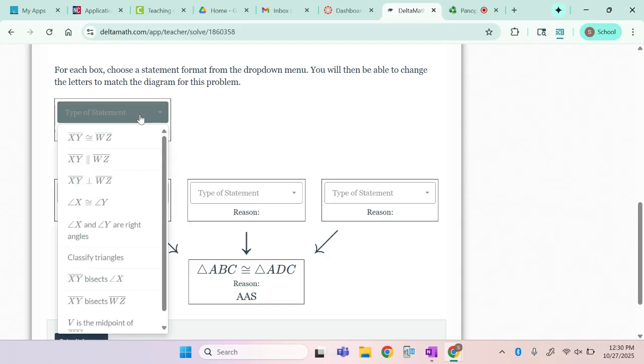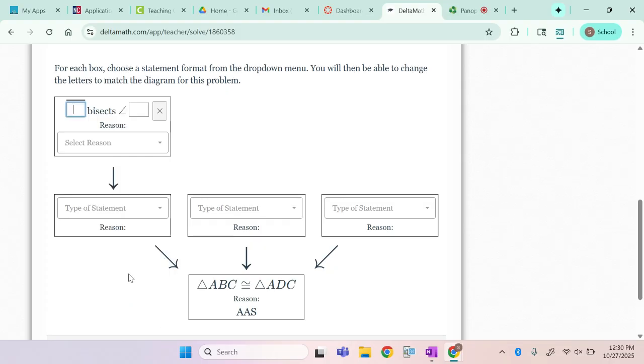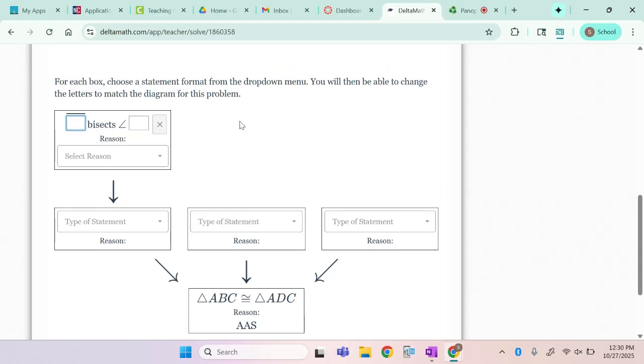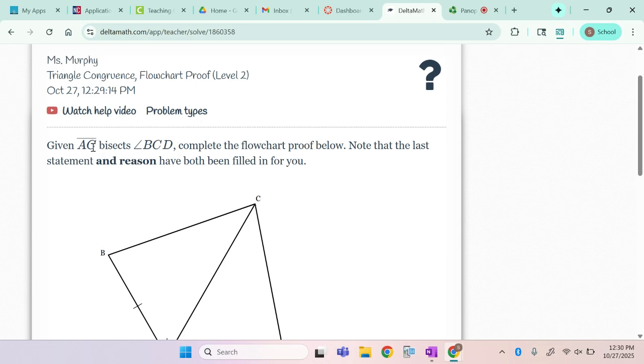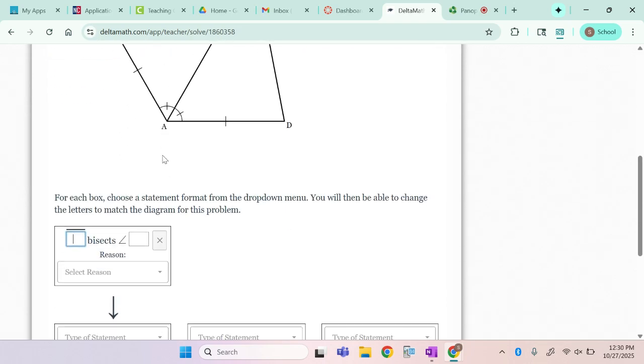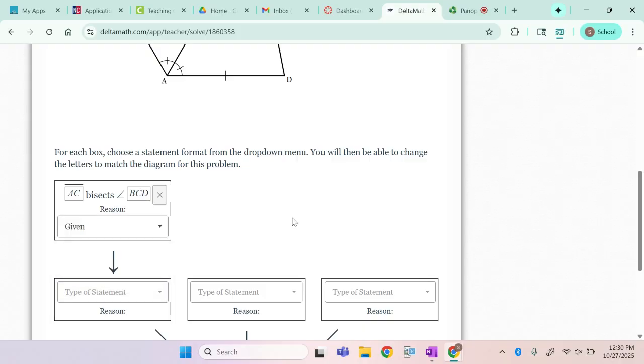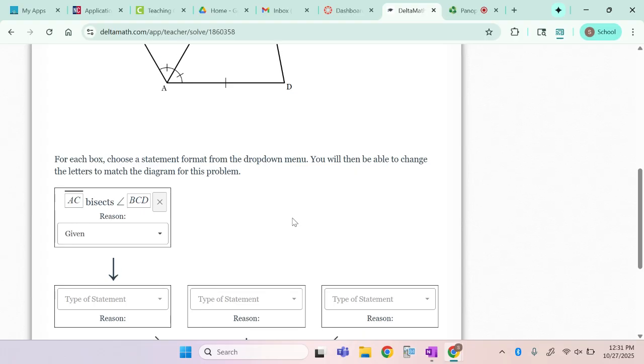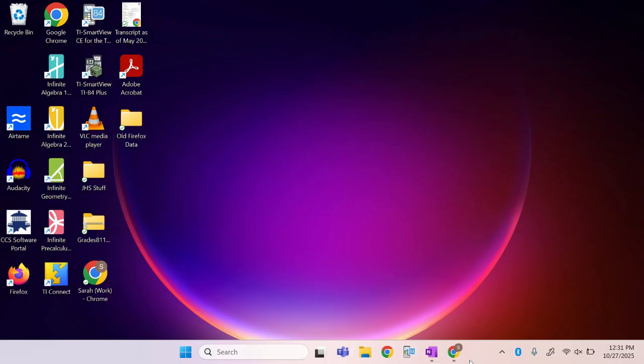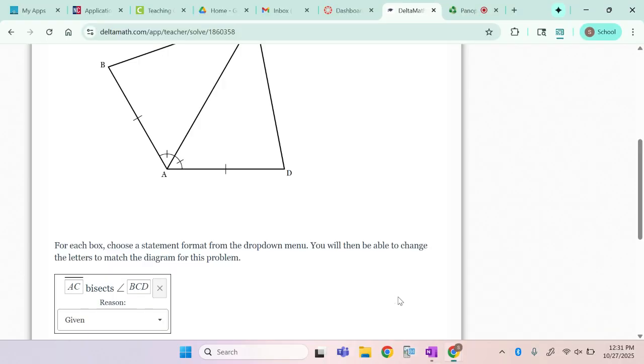So we're going to pick our type of statement, and that is this side bisects this angle. So XY bisects X. Click on it, it'll give you this. And we're literally going to type in what they had up here. AC bisects BCD. So AC bisects BCD. And why is that true? They told us. It's given. We're then going to list our other givens. So what's one other given here?